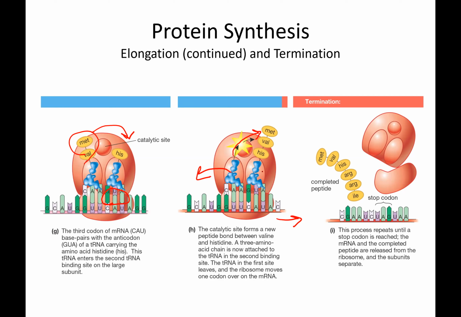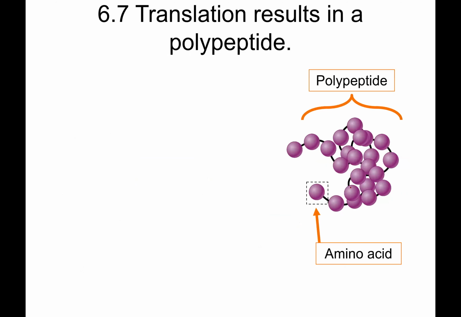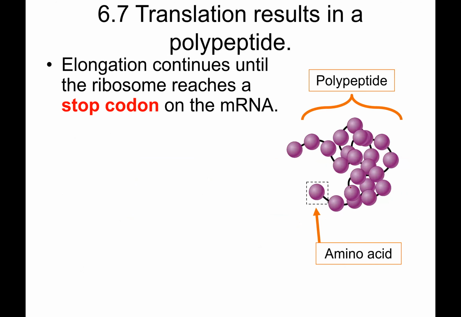So there are codons that code for literally stopping the translation process. And so when you reach the stop codon, the mRNA and ribosomes disassemble, and that completed polypeptide chain is released. That's not the end of protein synthesis, but that is the end of the actual building of the amino acid chain. So translation results in a polypeptide.